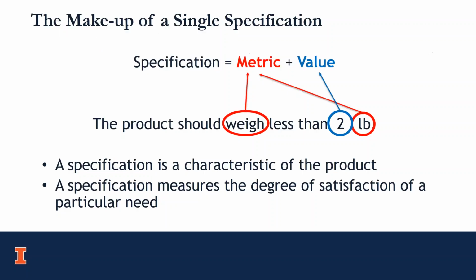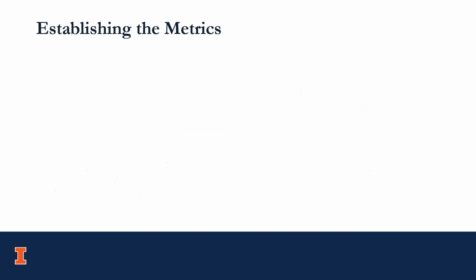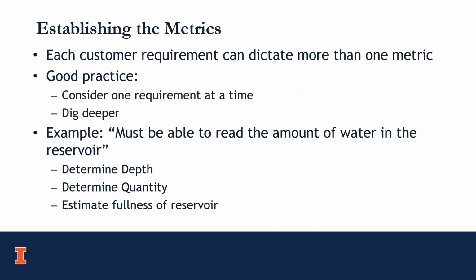Let me back up for a sec. When you're looking at this, say you have 5 boxes in your objective tree. Should I have 5 metrics? Not necessarily, and I'll give you an example. Let's say you come up with something that says your design must be able to read the amount of water in some reservoir. Sometimes you have to add quantitative, measurable things to something that's very abstract and emotion-based. You have to define: is it determine the depth? Is it determine the quantity of the water, like the volume? Or is it just, is it full or not full? You don't have to pick all of these. You can pick one or two. But realize that for a very small objective tree, you might have a lot of specifications. It depends on what showed up in your objective tree.